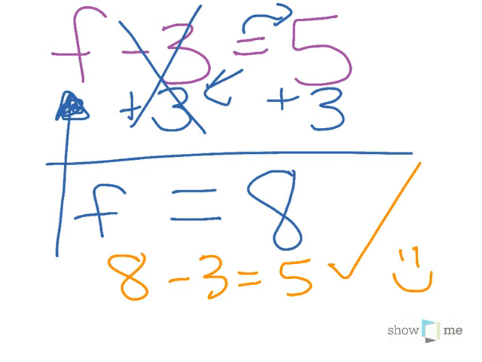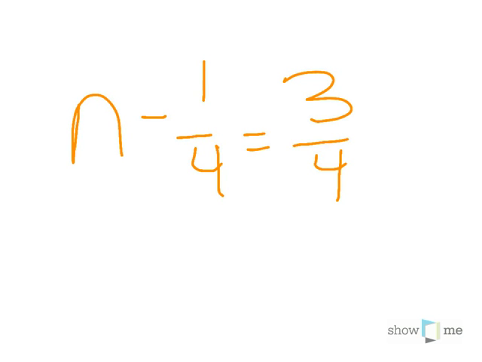Still sticking with subtraction, it works even with fractions. Let's say I have the number n. I'm subtracting 1/4 from it, and I get 3/4. Again, grumpy old man wants to be left alone. So in order to eliminate myself from the negative 1/4, I add a positive 1/4. If I do it to this side of the equation, I have to do it to this side of the equation.